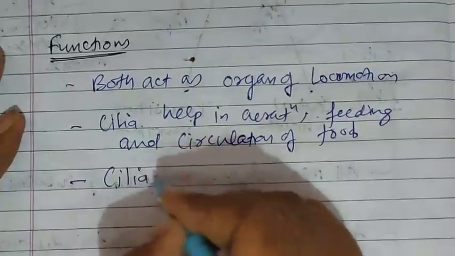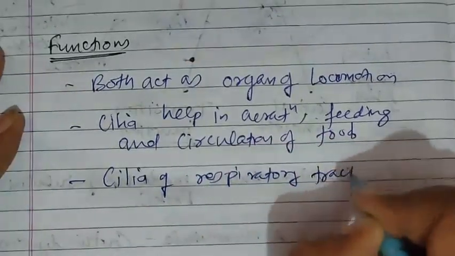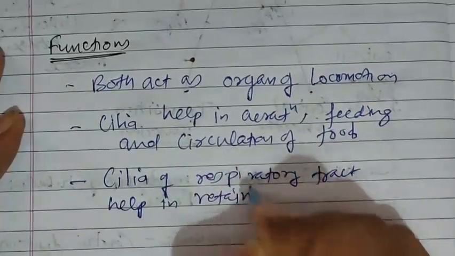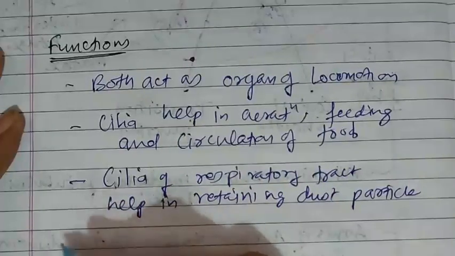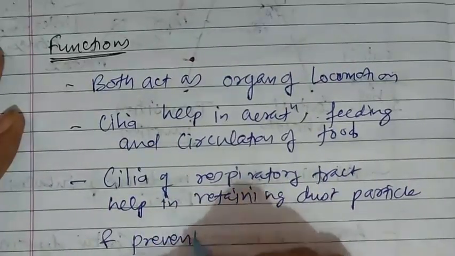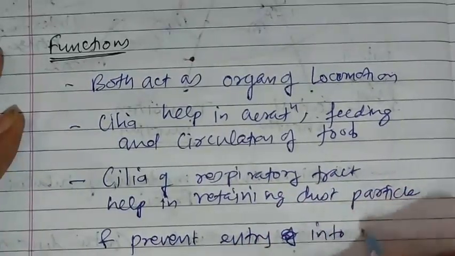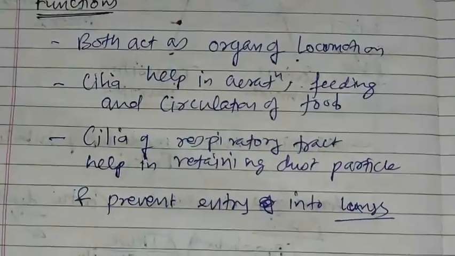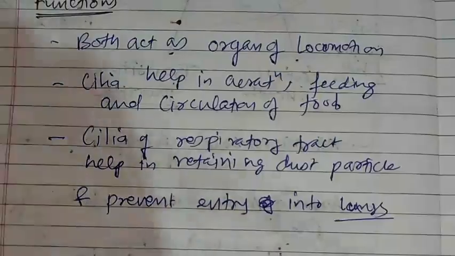Cilia of the respiratory tract help in retaining dust particles and prevent entry into the lungs. So it prevents entry of some dust particles into the lung, which is carried out by the cilia. Okay. So till now we have discussed the structure of cilia and flagella.